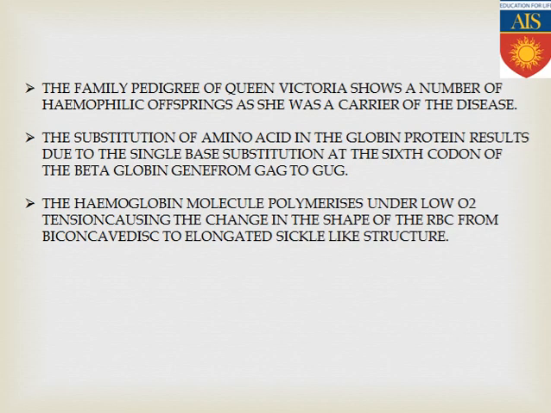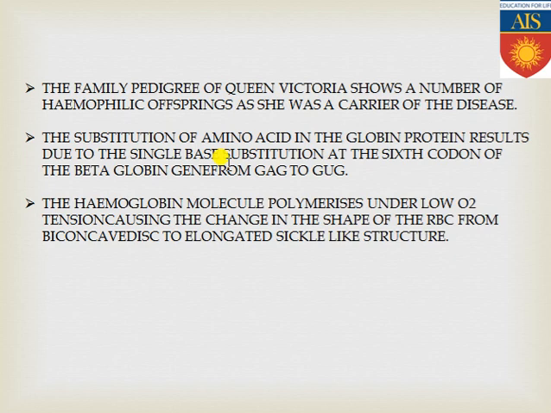Now coming to some next features regarding sickle cell anemia. The family pedigree of Queen Victoria shows a number of hemophilic offspring. We all know hemophilia is found in this case, and Queen Victoria is showing the hemophilia. The substitution of the amino acid in the globin protein results from a single base substitution at the 6th codon of the beta globin gene from GAG to GUG, as I have told you. The hemoglobin molecule polymerizes under low oxygen tension, causing the change in the shape of the RBC from the biconcave shape to the sickle-like structure.